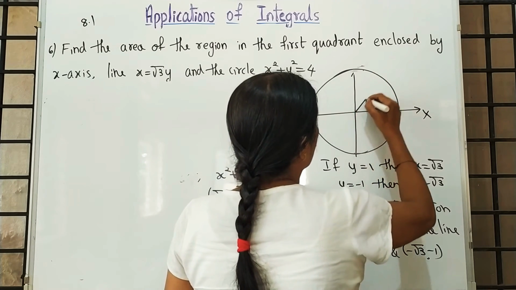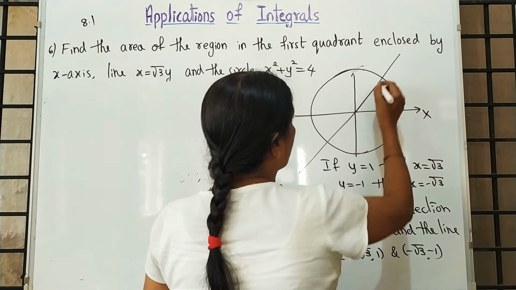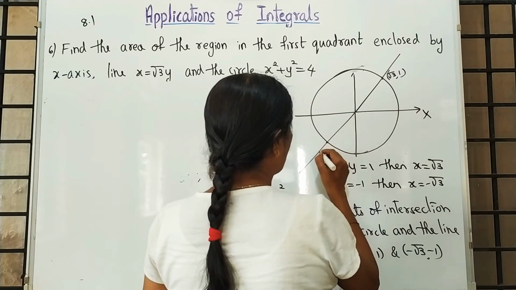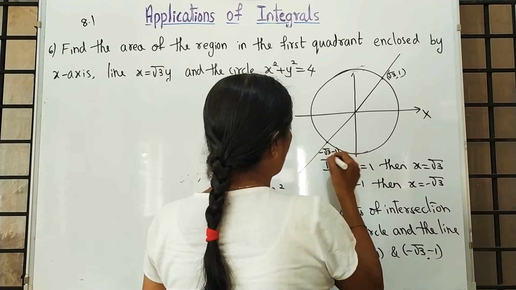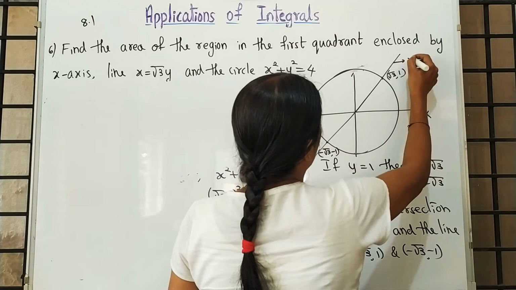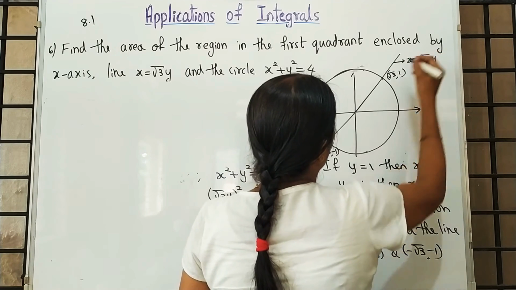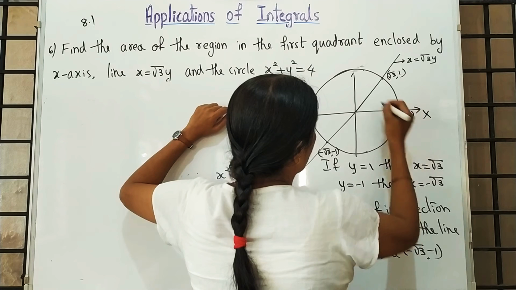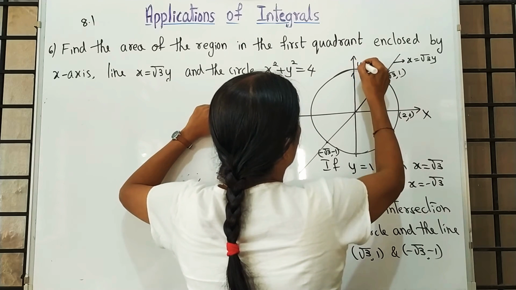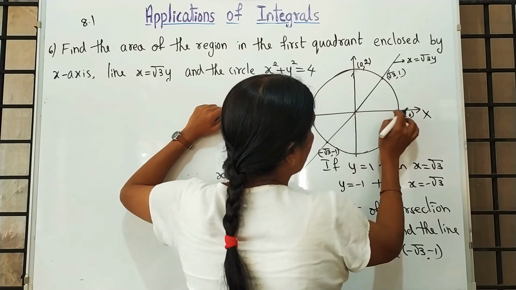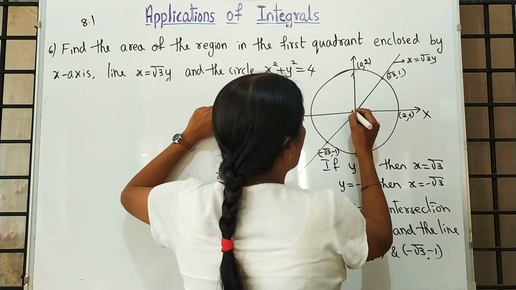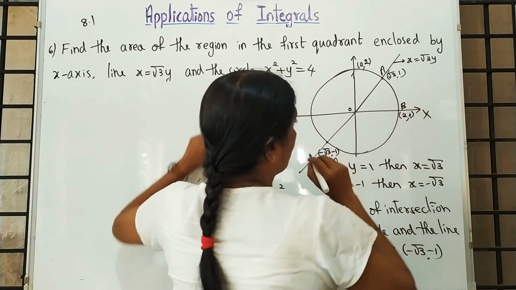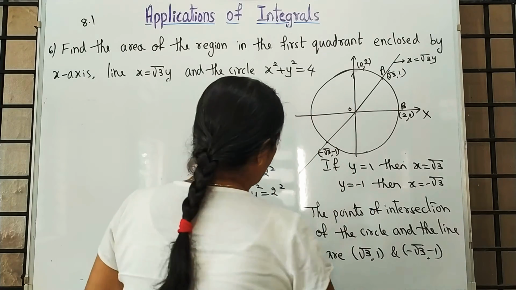And this is the line. This is (√3, 1) and this is (−√3, −1). This is the line x = √3y, and the radius is what? The radius is 2. That means this is (2, 0) and this is (0, 2). That means from here to here the distance is 2. This is the origin. Let us take this as A, this is B, and the remaining points keep as they are.